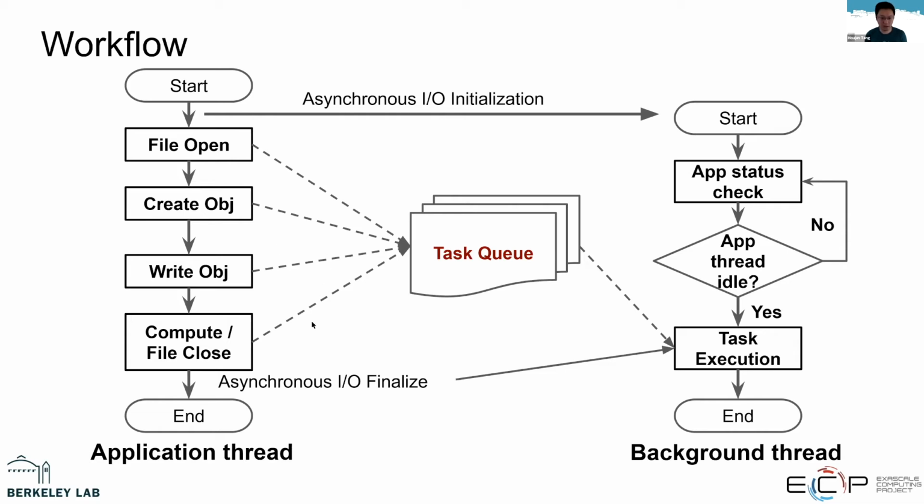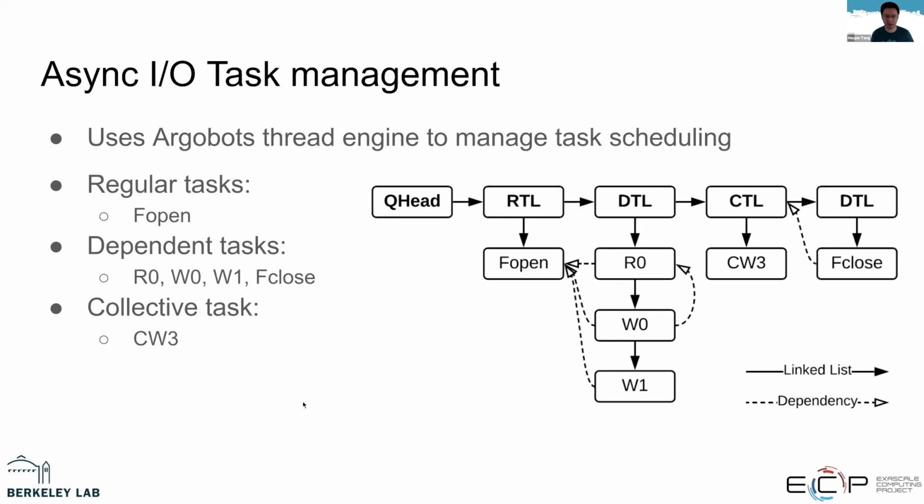I will talk a little more about how we manage the different tasks with their dependencies in the next slides. So the application does all those operations, and at the end, after the file close, before the application terminates, we will also do the async VOL connector finalization, and we will destroy the background thread and free all the resources. For the asynchronous task management, we characterize all the HDF5 I/O tasks into three categories.